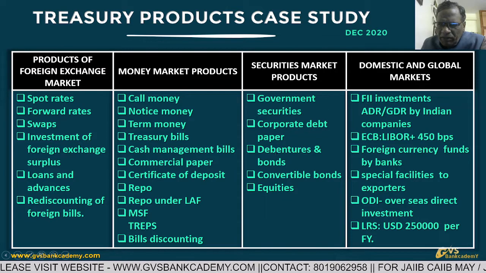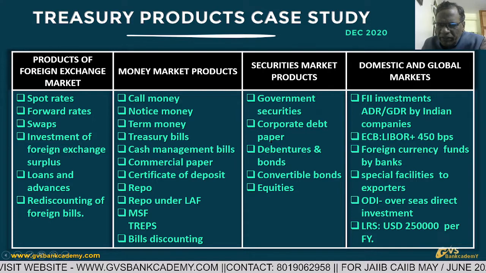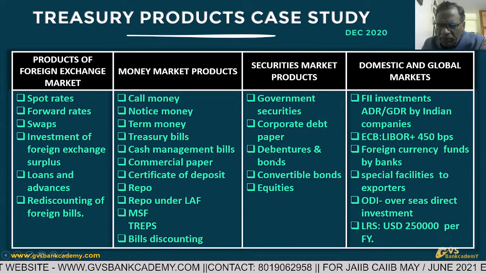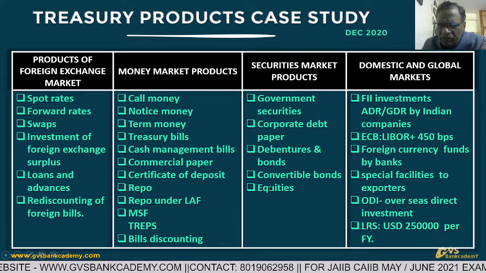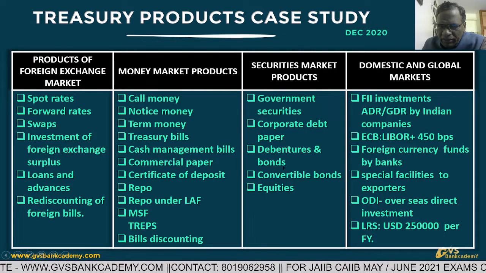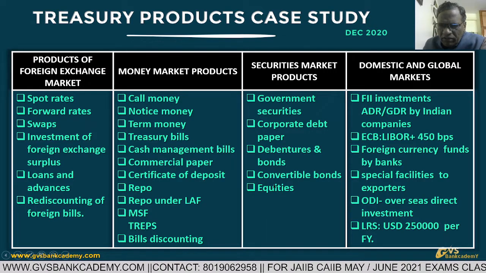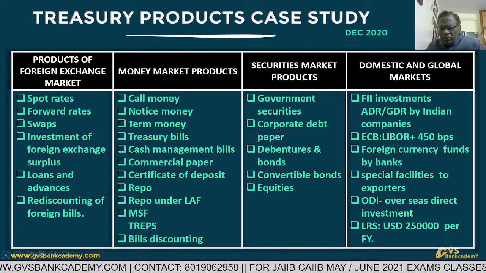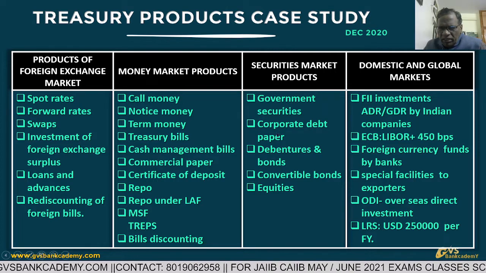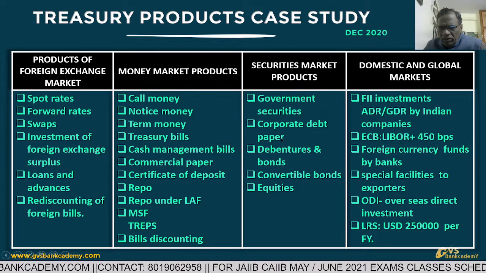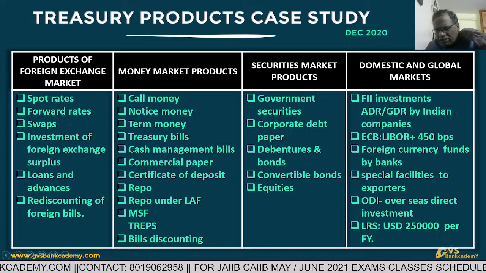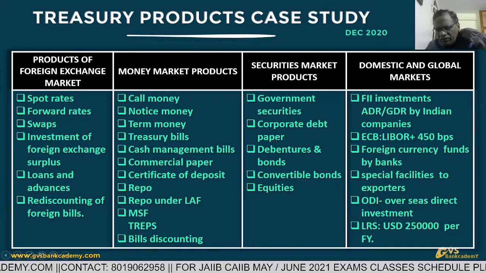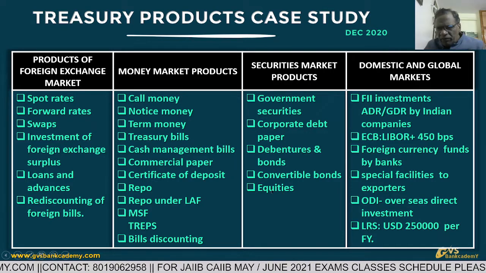Corporate debt paper, debentures and bonds, convertible bonds and equities. These four: corporate, debentures, convertible bonds, equities. These are non-SLR securities. Number 1, there is high risk and return is also there. Number 2. Number 3, default risk is there. Chances of this investment turning into non-performing investment.